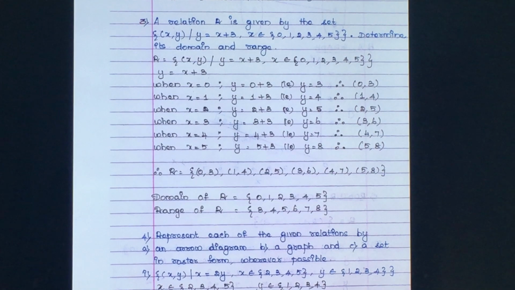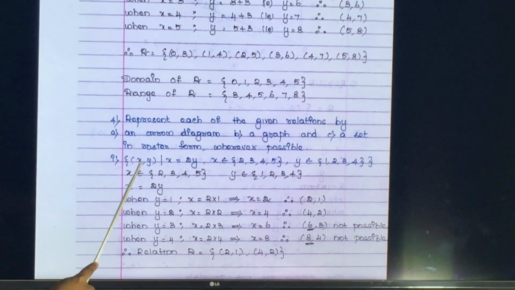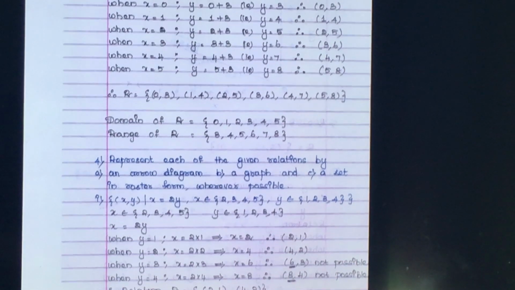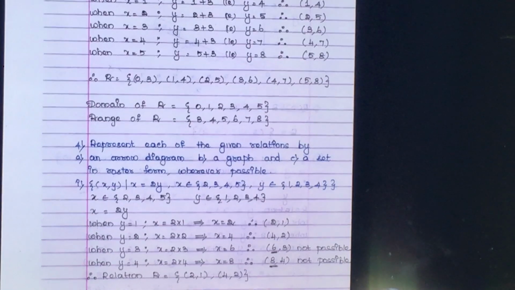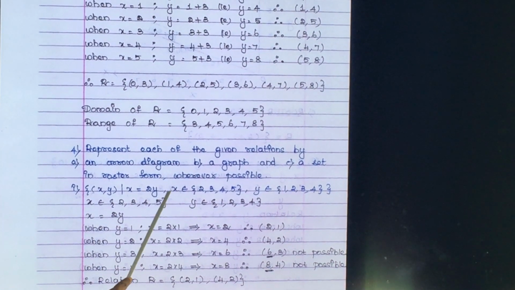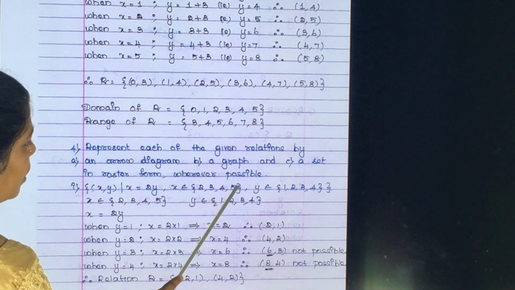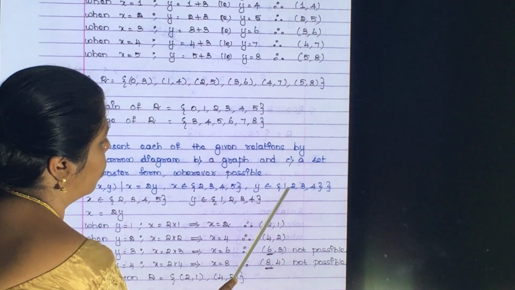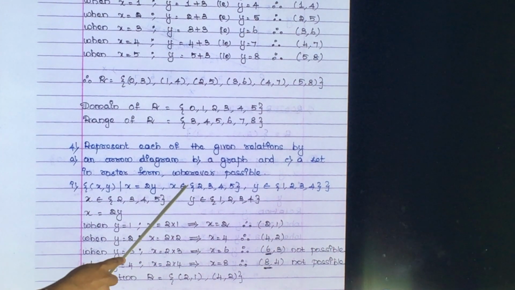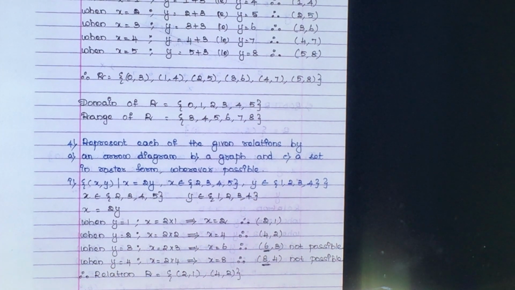Coming to the first subdivision. What is the first subdivision? Set of all ordered pairs x, y, x equal to 2y. Please note the relation x is equal to 2y, where x belongs to 2, 3, 4, 5. Y belongs to 1, 2, 3, 4. So this is for element x, and this is for y.